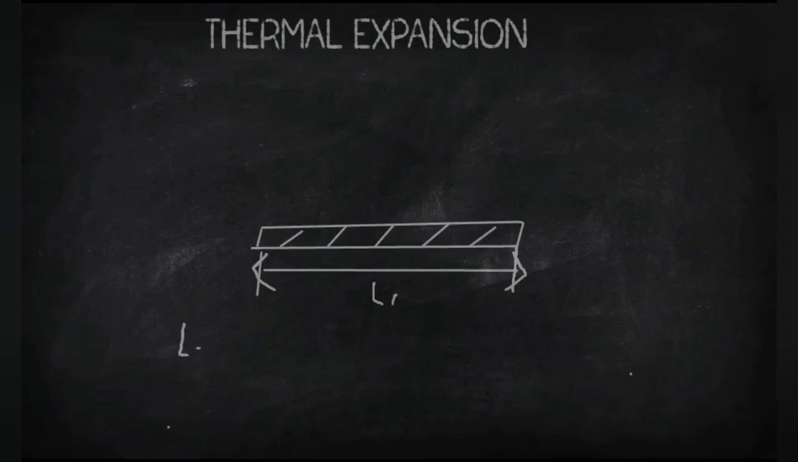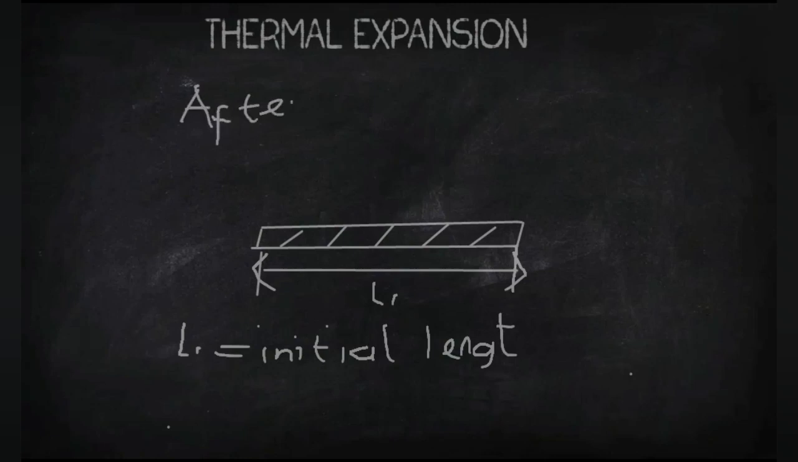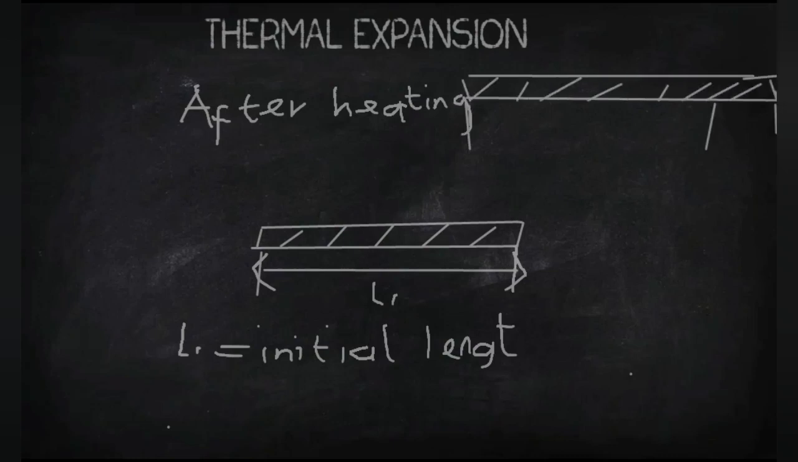You understand? So let's consider a rod of length L1. So L1 is the initial length of the rod, but after heating, the length changes into L2 and it experiences an extension, which we represent as E. That's what you see there, and L2.